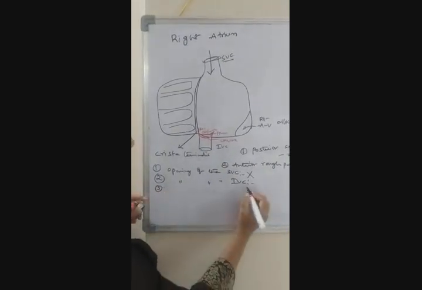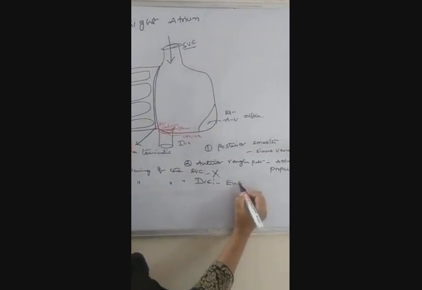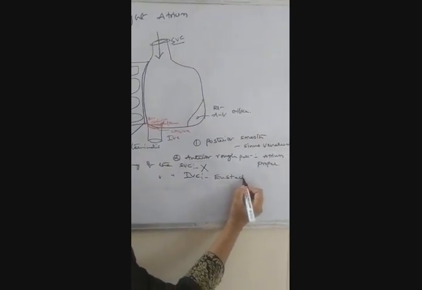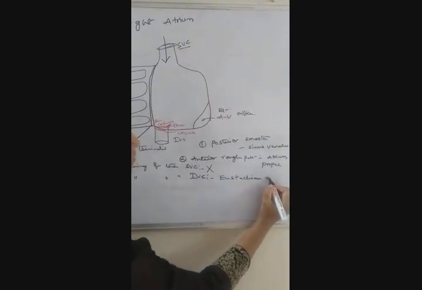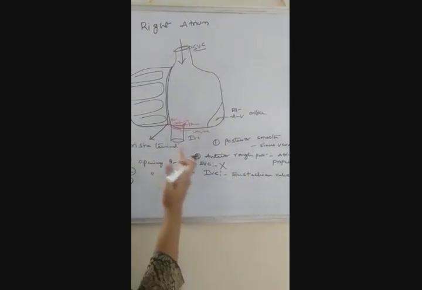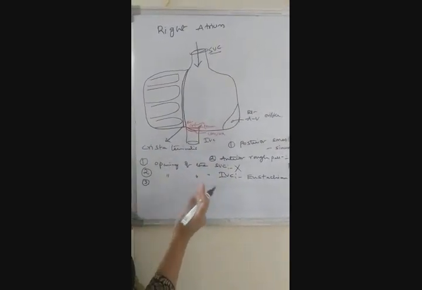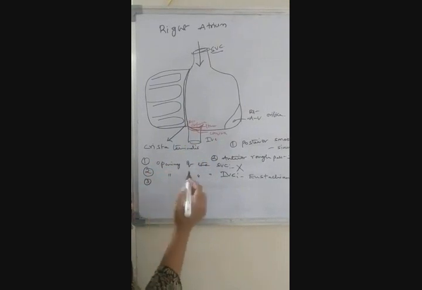The valve of the inferior vena cava is named the Eustachian valve. Okay, it is formed by duplication of the endocardium.